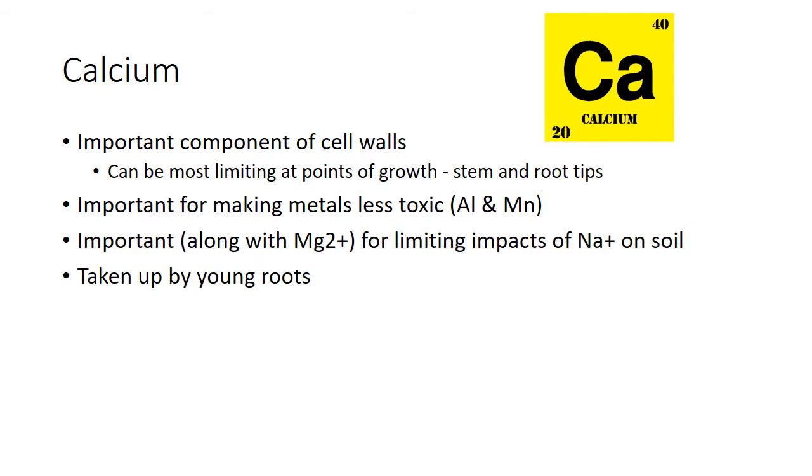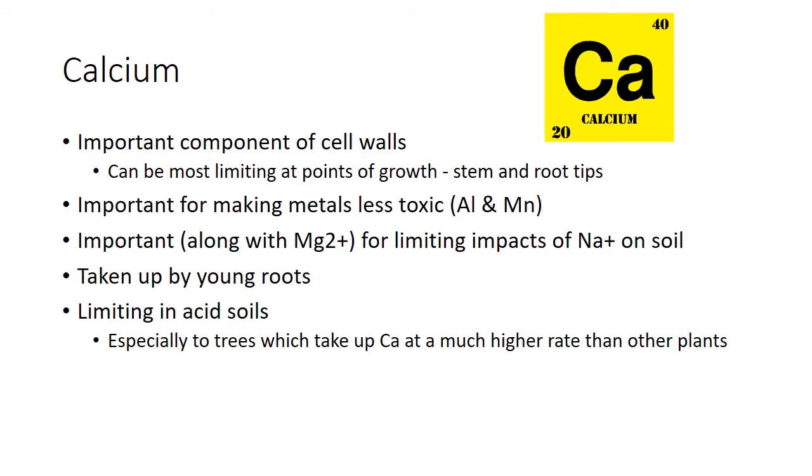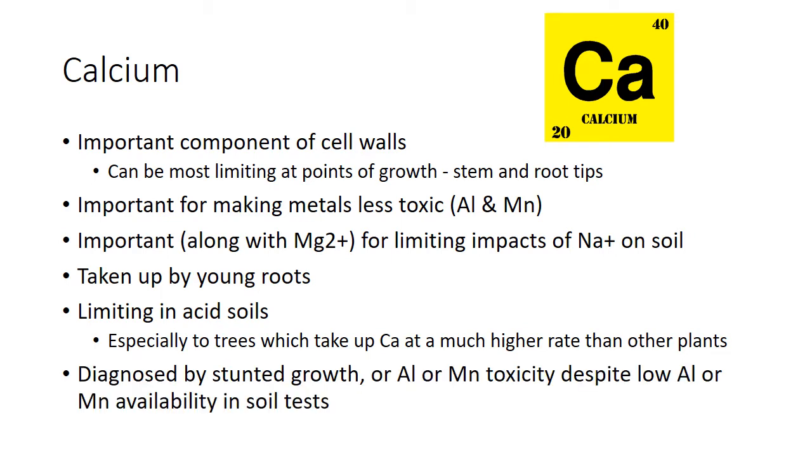Calcium is generally taken up by young roots, not so much old roots, and it can be very limiting in acid soils. And as I mentioned, this is definitely the case in tree production. Now, how we diagnose calcium deficiencies is usually through stunted growth, or if we have aluminum and manganese toxicity, despite having low aluminum or manganese available in soil tests.